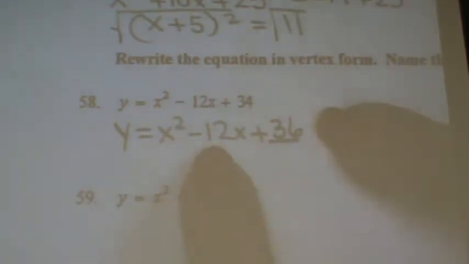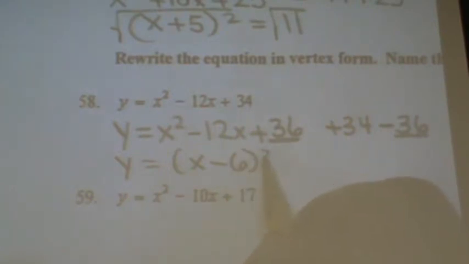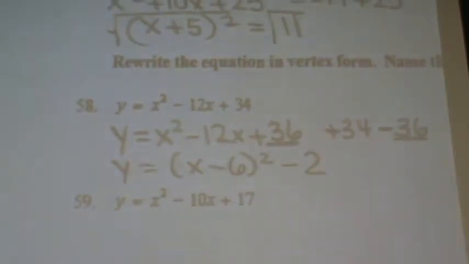How do you factor that? 6 and -6 and -6. And add these two up. Easy? Okay, try the next one, 59, same thing.